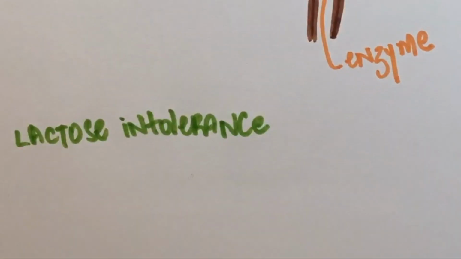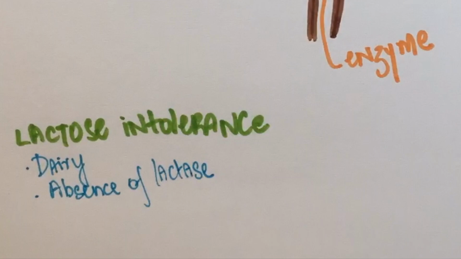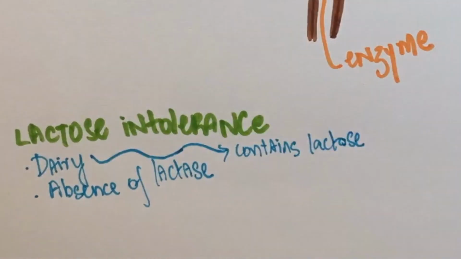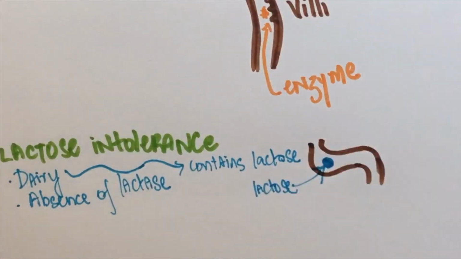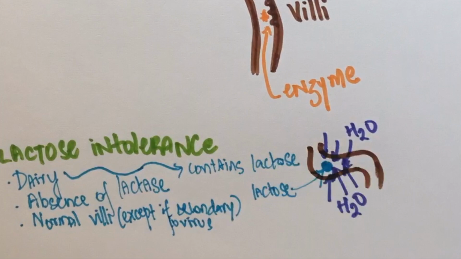Let's move on to lactose intolerance. Diarrhea in these patients occurs after consumption of dairy products. The main issue with lactose intolerance is the absence of the enzyme lactase. Lactase breaks lactose down. In the absence of lactase, lactose remains in the gut. Lactose is osmotically active, so it attracts a lot of water into the lumen and causes osmotic diarrhea. Since there is no structural defect, the villi look normal. However, in lactose intolerance secondary to viral diseases, there might be villus destruction.